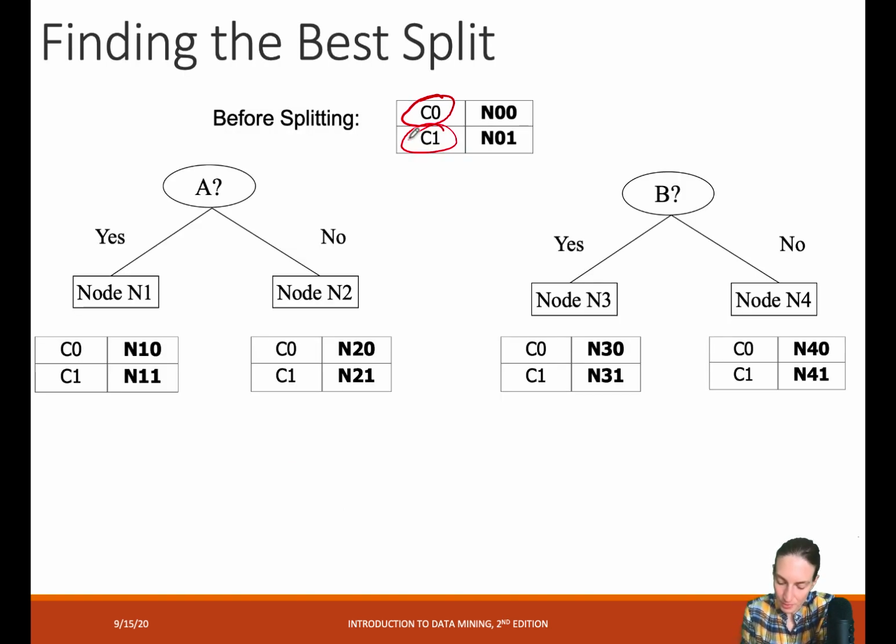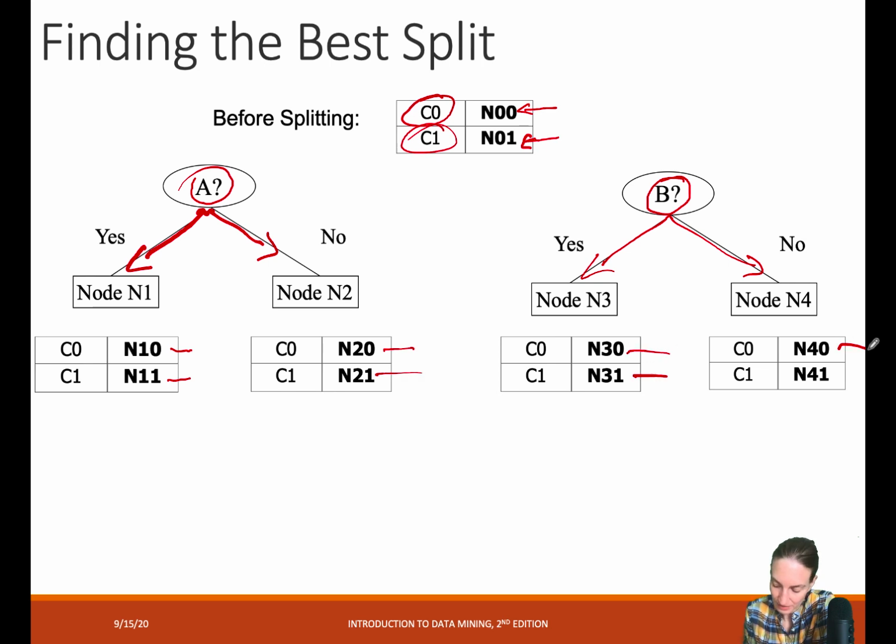Okay, let's look at an example. We have class 0 and class 1. And the number of instances in these classes are just indicated by a code, N00 and N01. And if we try to do a test split on attribute A, and we try to do a test split on attribute B, then it would split into two nodes because it seems that they're binary features. And for each of these nodes, we can again calculate how many instances are in the respective classes.